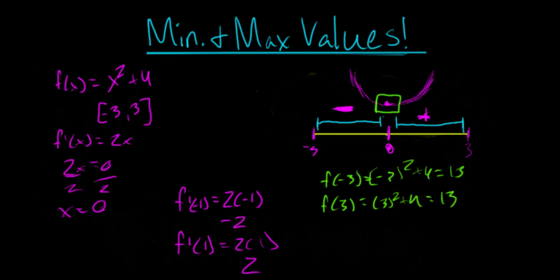And if we plug in our 0, we just want to figure out what the actual value is at that minimum. f of 0 is equal to 0 squared plus 4. That's equal to 4. Well, it turns out that our f of 0 is actually less than both of our endpoints in the function. So we can say that right here at the critical point, 0, we have an absolute minimum value.